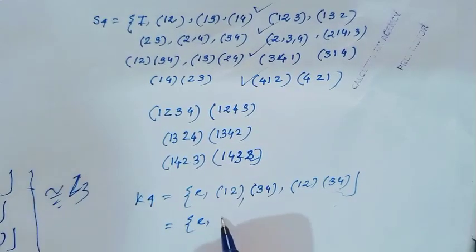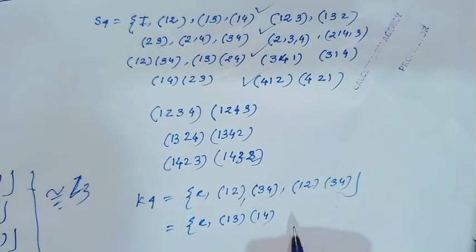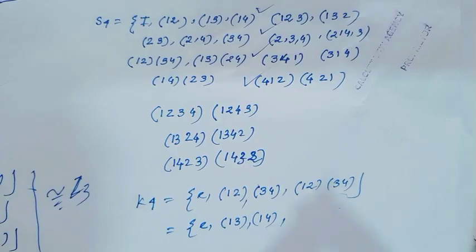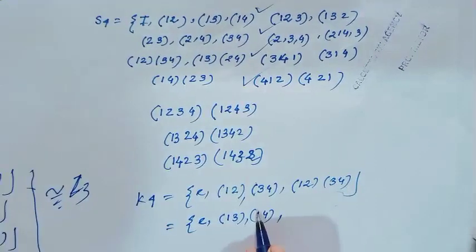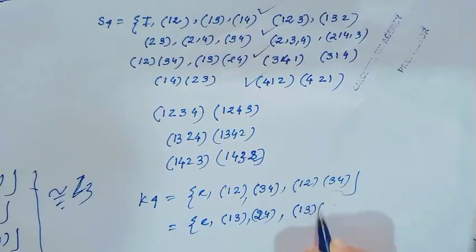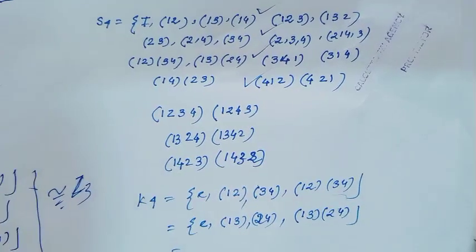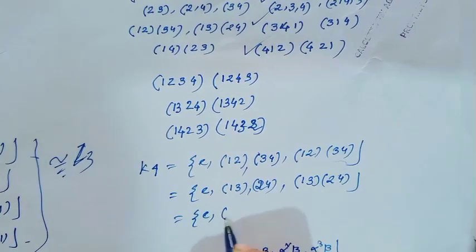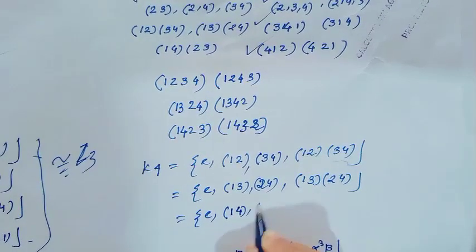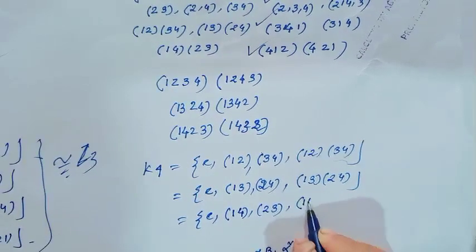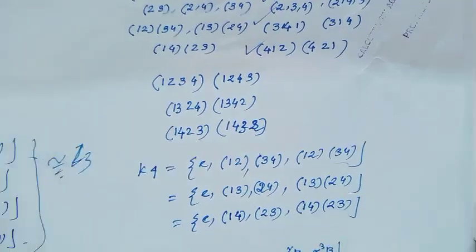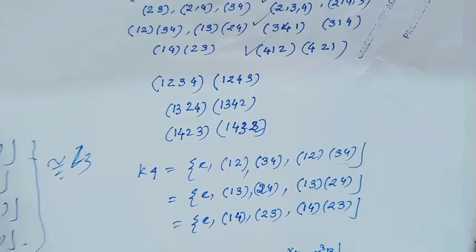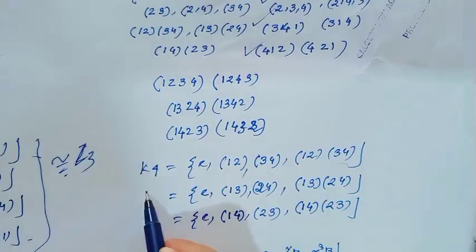The other would be identity, (1 3), (1 4). Then (1 3)(2 4), sorry, here (1 3) not (1 3), but (1 3)(2 4). Then the other would be (1 3 2 4). Okay. And another subgroup would be identity, (1 4)(2 3), and the other would be (1 4 2 3). There exist 3 subgroups of order 4 which are isomorphic to K4 in S4.